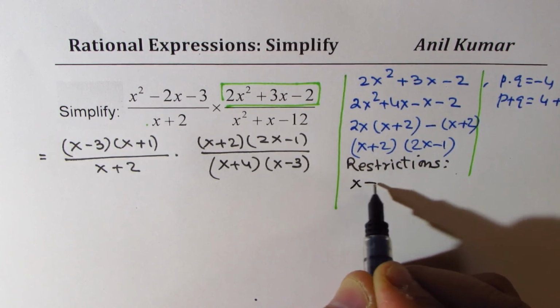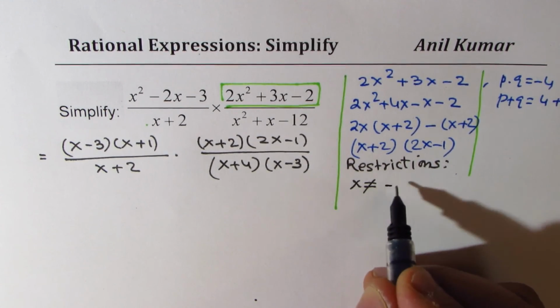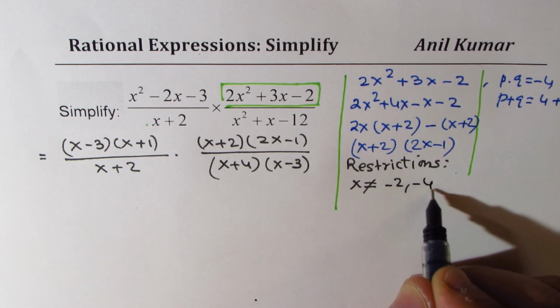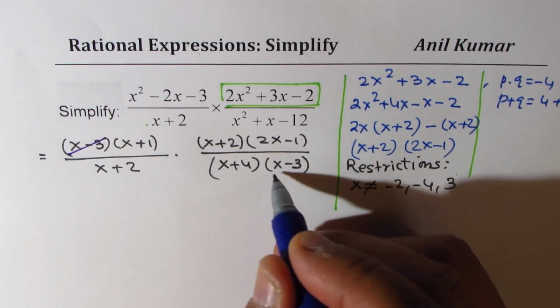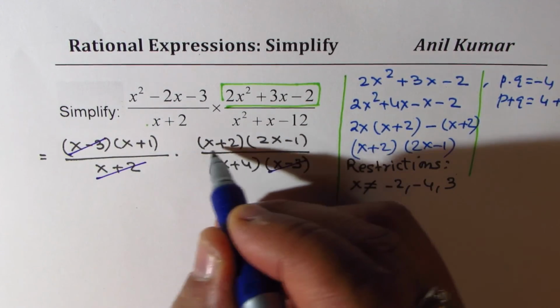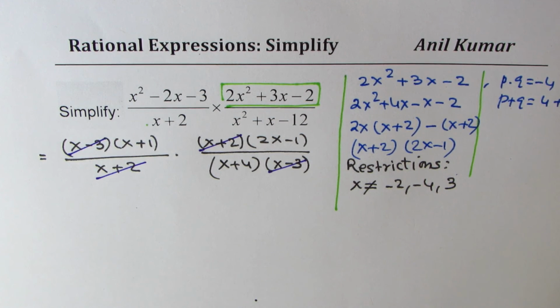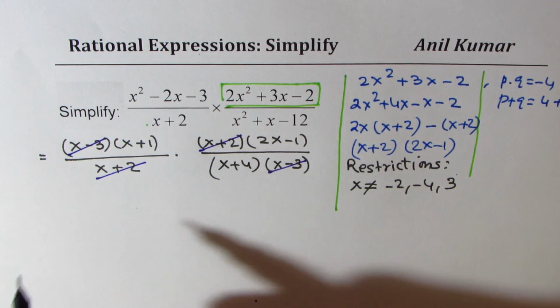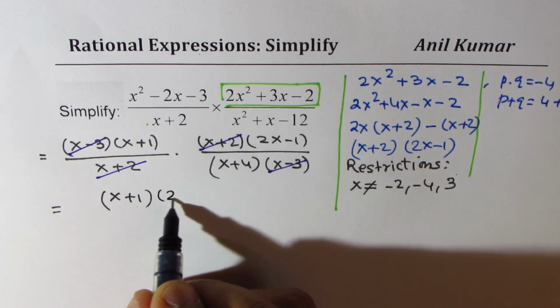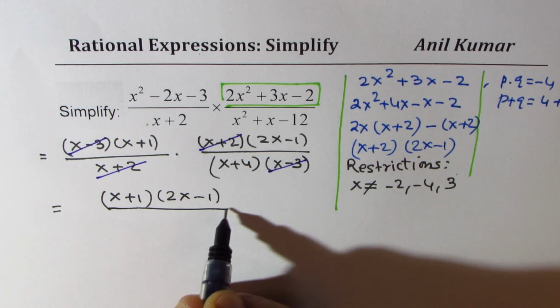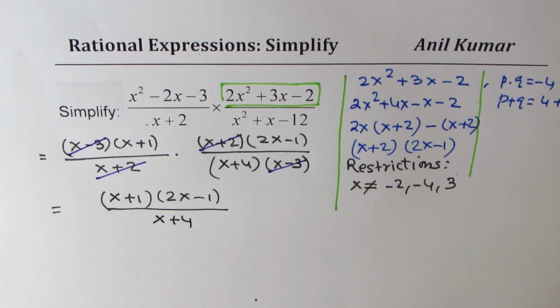Once you get that, all these denominators you have to look into and write restrictions. In this case, x is not equal to what? Minus 2, minus 4 and 3. These are 3 restrictions. After writing restrictions, cancel the common factors. Now you can write down the answer, which in our case is x plus 1 times 2x minus 1 divided by x plus 4. Is that clear? So that is how we should be solving such equations, right?